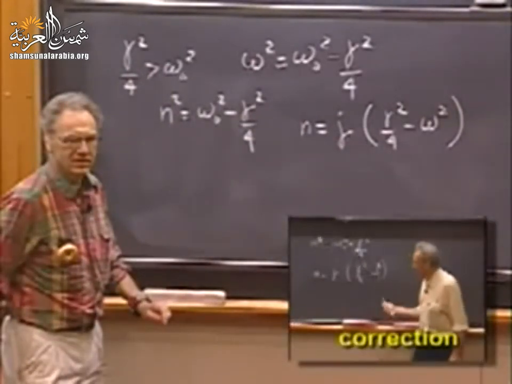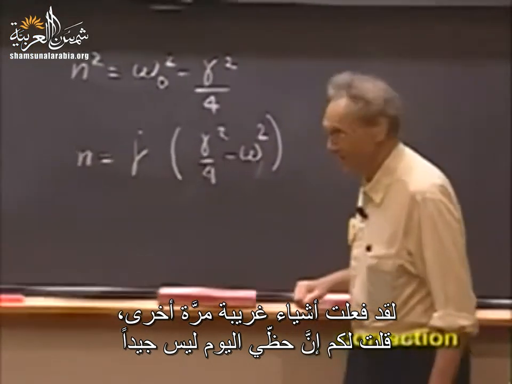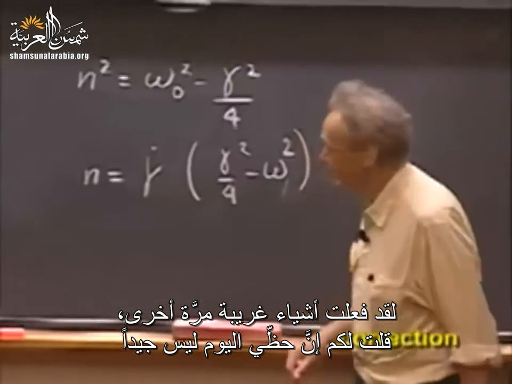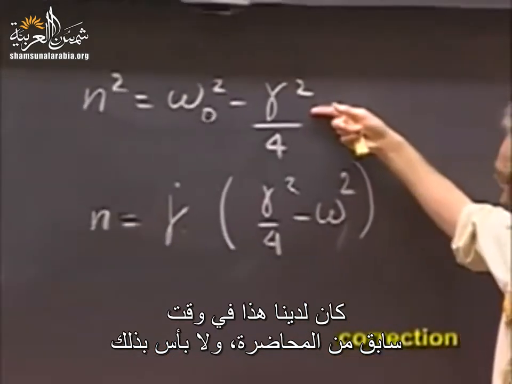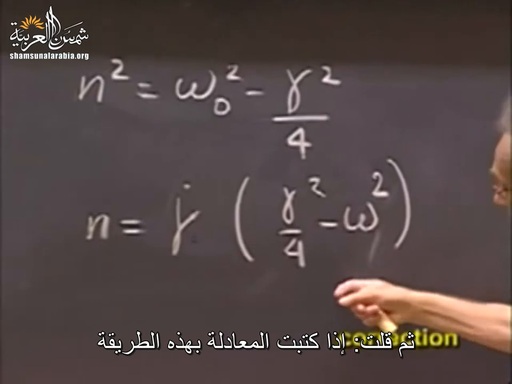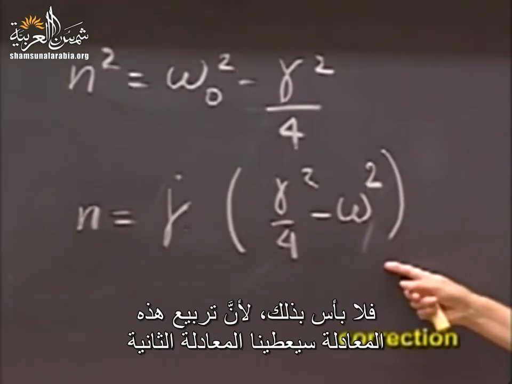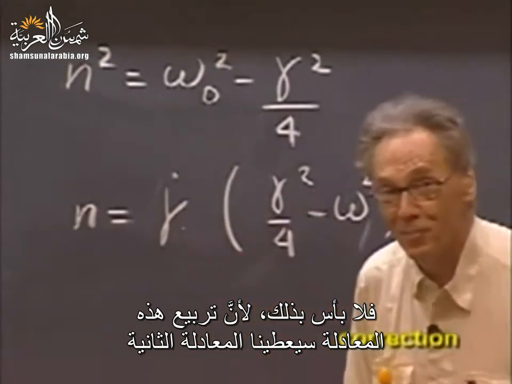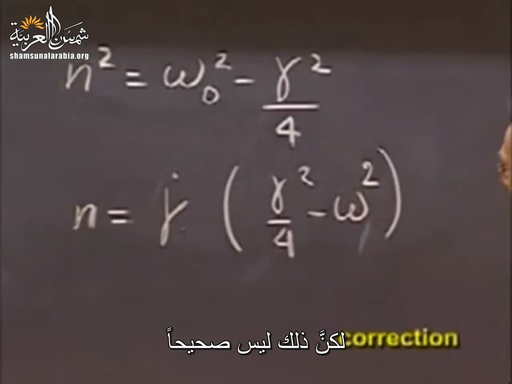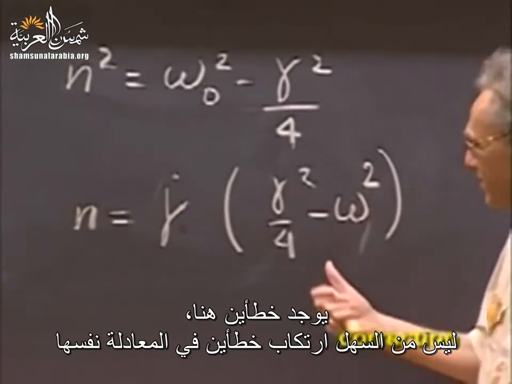Uh-oh. I did something weird again. I told you it's not my day. We had this earlier in the lecture, which is fine. And then I said, well, if you write n this way, that's also perfectly okay, because when you square this, you get this back. But that's not true. In fact, there are 2 mistakes in here. It's not so easy to make 2 mistakes in one equation.